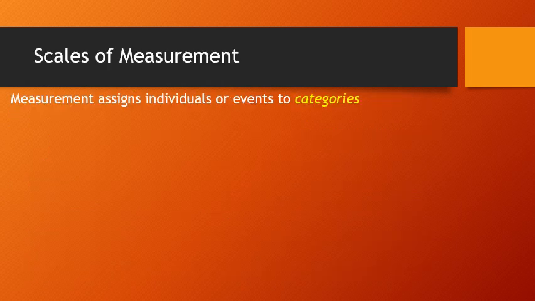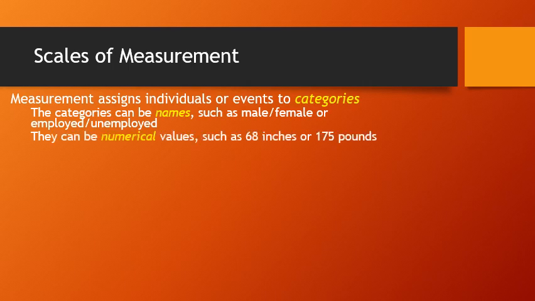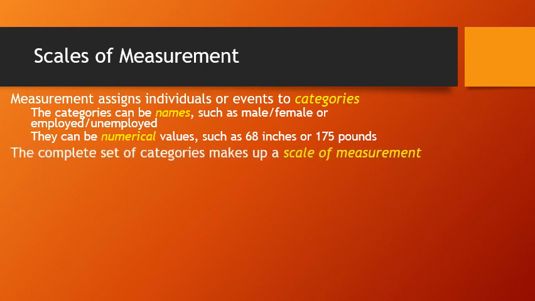Let's talk about scales of measurement. Measurement assigns individuals or events to categories. These categories could be names, such as male or female, employed or unemployed. They could be numerical values, such as 68 inches or 175 pounds. The complete set of categories makes up a scale of measurement.